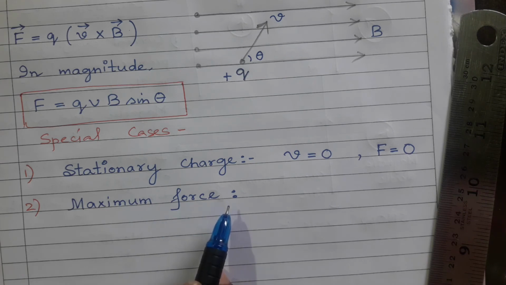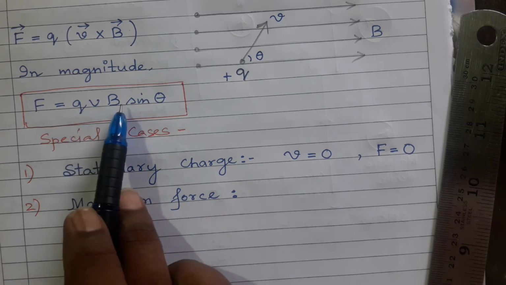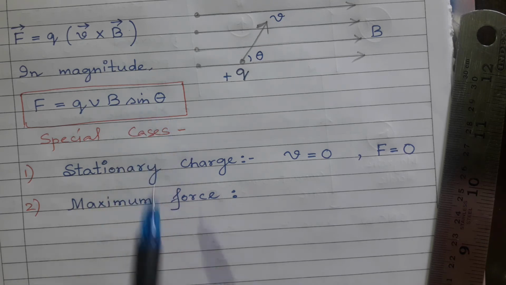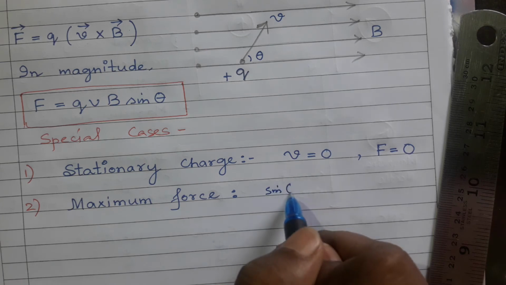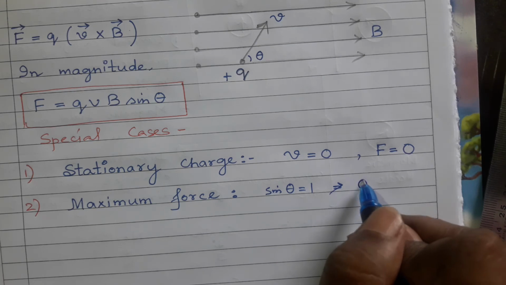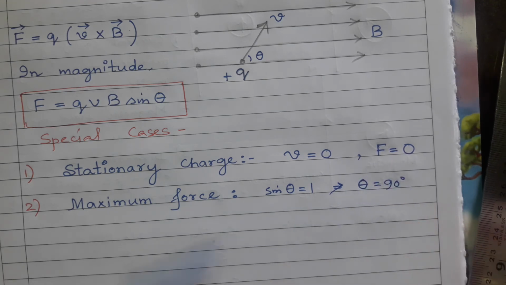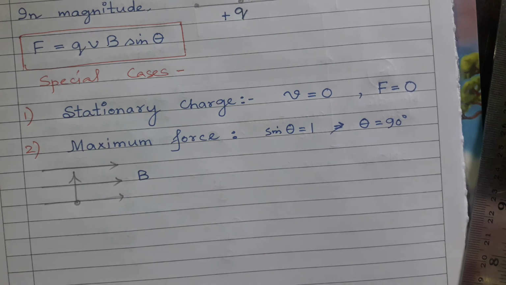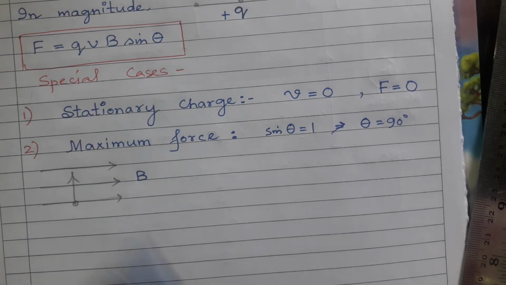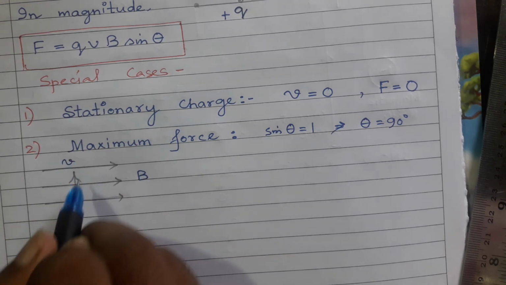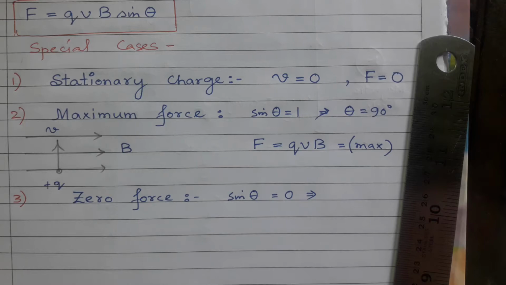When will the charge experience maximum force? Force will be maximum if sin theta is maximum. What is the maximum value of sin theta? The maximum value of sin theta is 1. So when sin theta is 1, force will be maximum. Sin theta is 1 when theta equals 90 degrees. So when a charge moves perpendicularly in a magnetic field, it experiences maximum force.